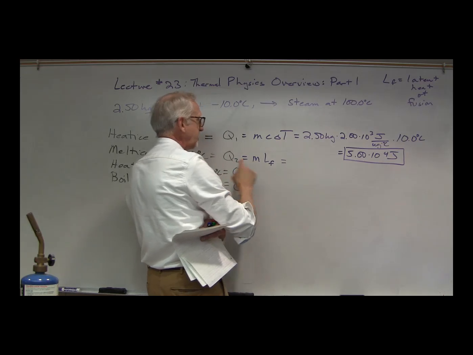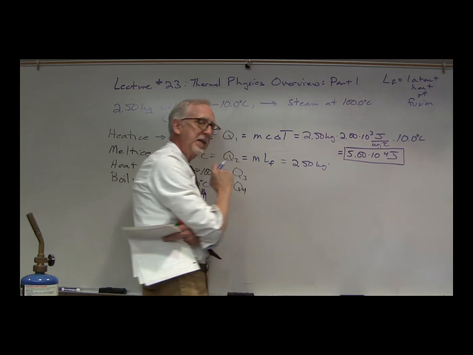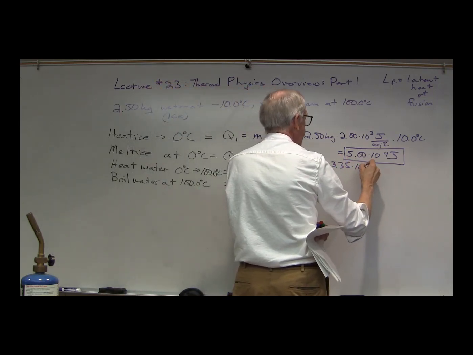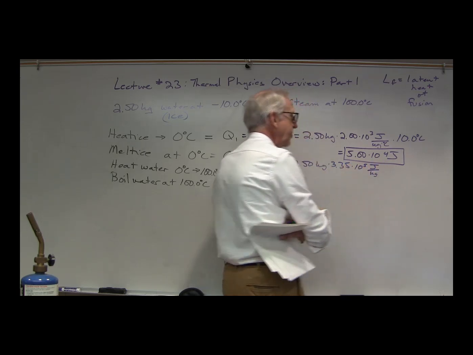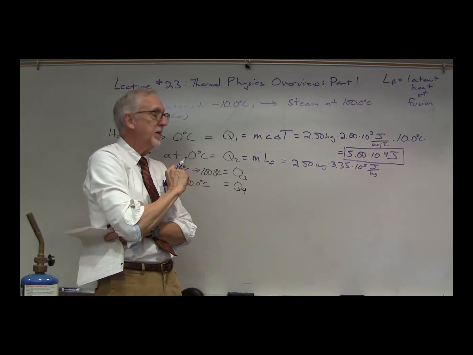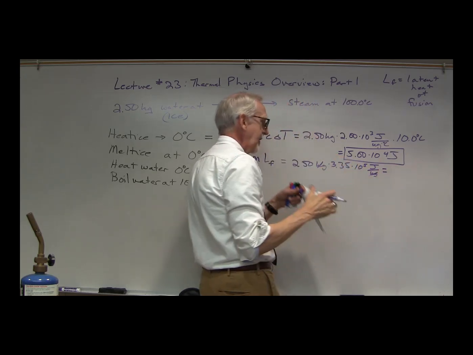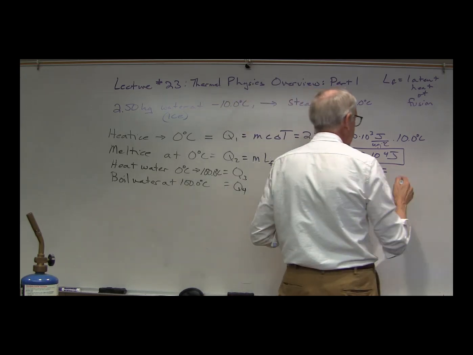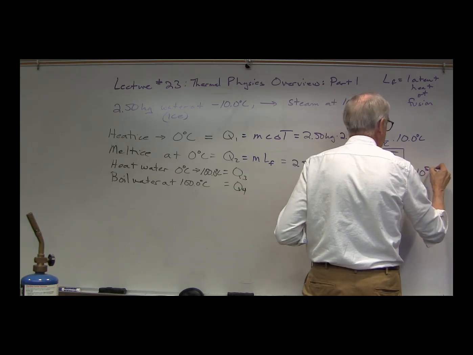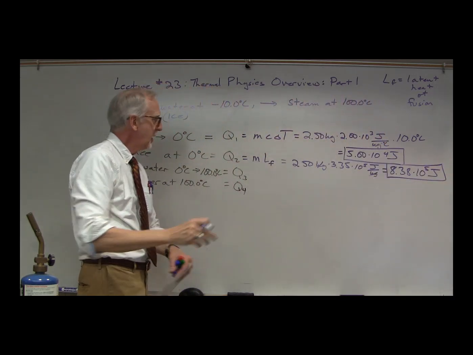So what's this? Well, this will be the mass, again, same mass, 2.50 kilograms, times the latent heat of fusion of water, which is 3.35 times 10 to the 5th joules per kilogram. There's no degrees Celsius in the latent heat because there's no temperature change that we need to cancel out. Just joules per kilogram. These cancel out, multiply that, and what do we get? We get 8.38 times 10 to the 5th joules. And there is Q2.